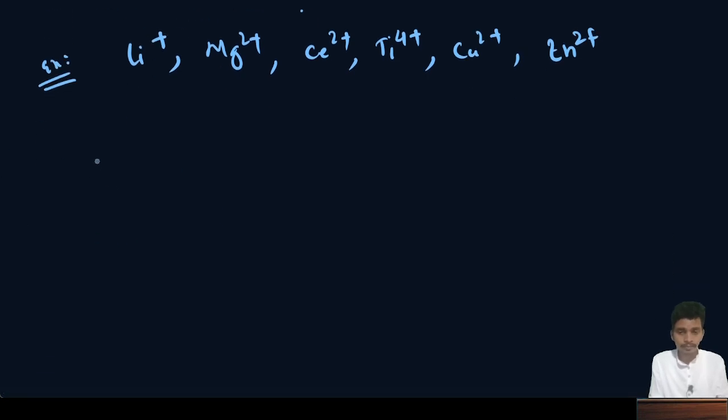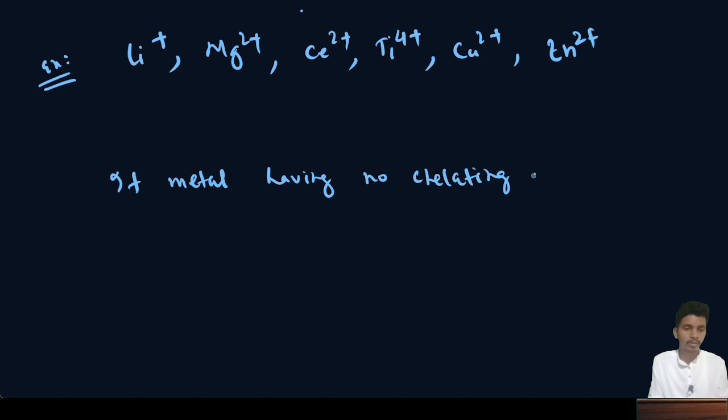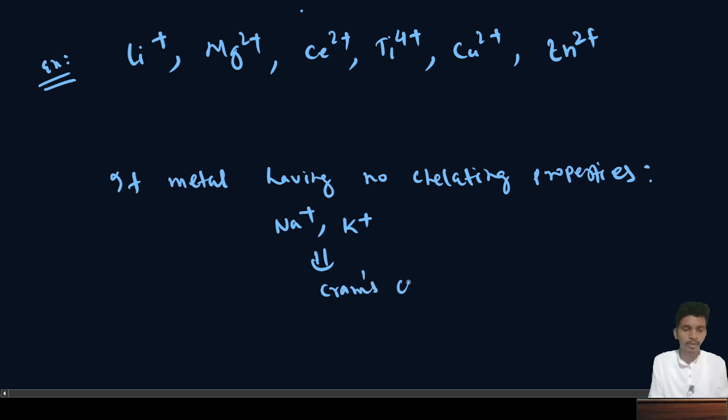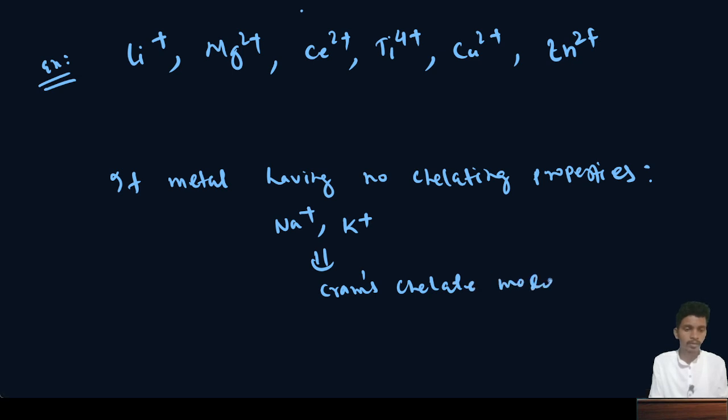And if the metal is Na plus or K plus, I can write here, if the metal has no chelating properties, metals like Na plus and K plus, in that case Cram's chelate model is not applied.